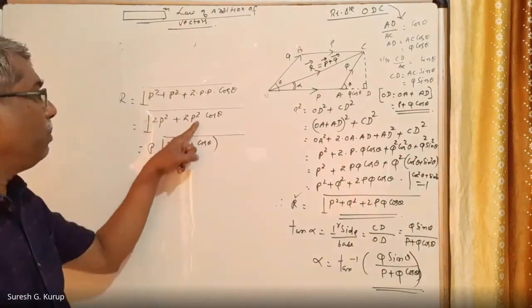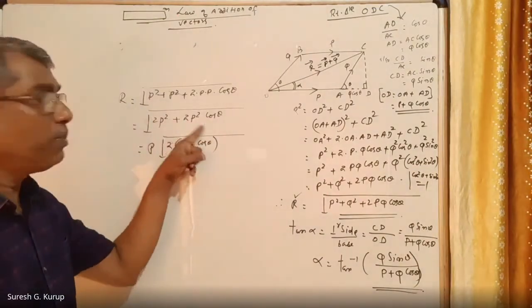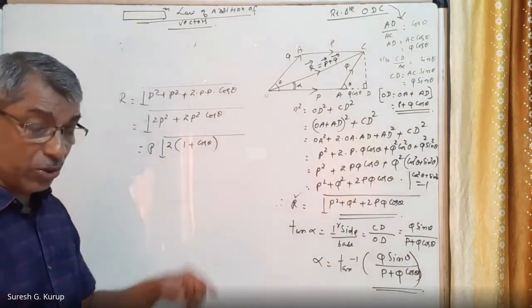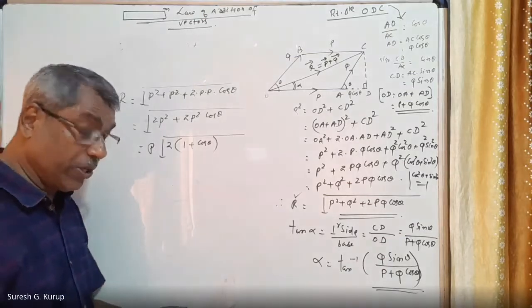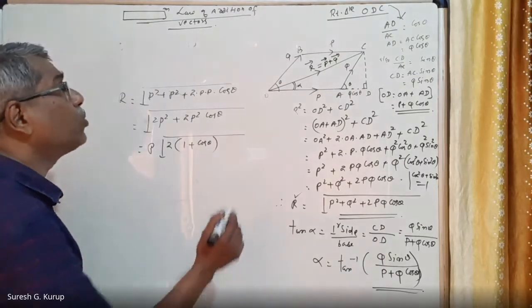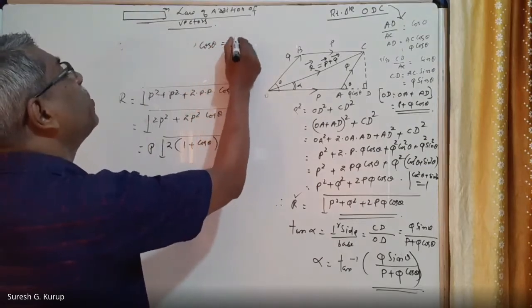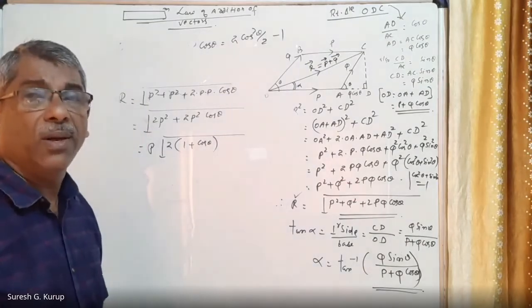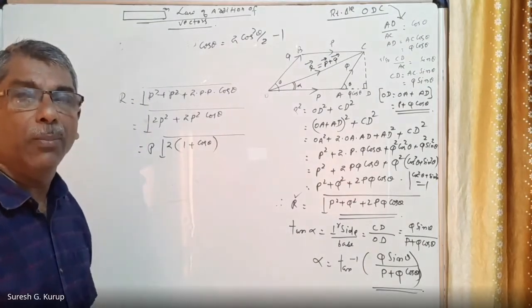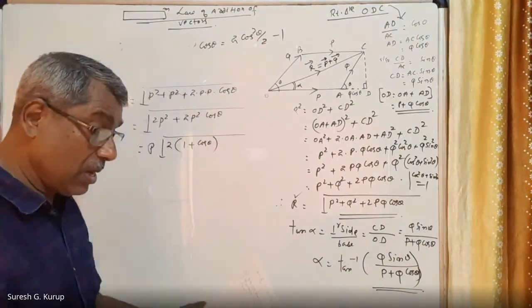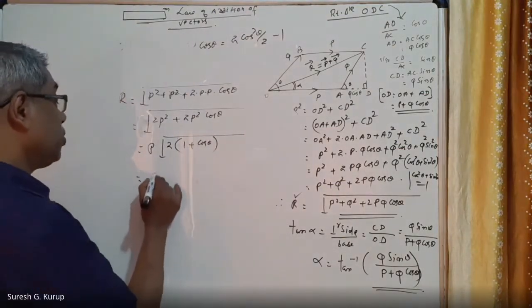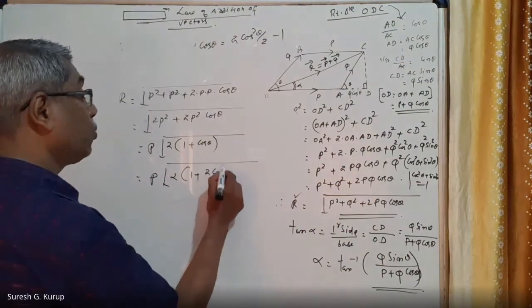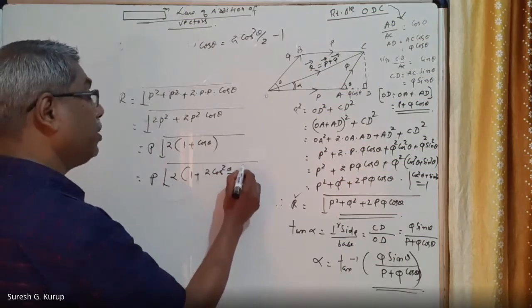1 plus cos theta, and P square is a common factor in both the terms. So P square is taken outside, that is P into root of 2 into 1 plus cos theta. But cos theta is 2 cos square theta by 2 minus 1. This is a rule; cos theta can be proved as equal to 2 cos square theta by 2 minus 1. So this is P into square root of 2 into 1 plus 2 cos square theta by 2 minus 1.